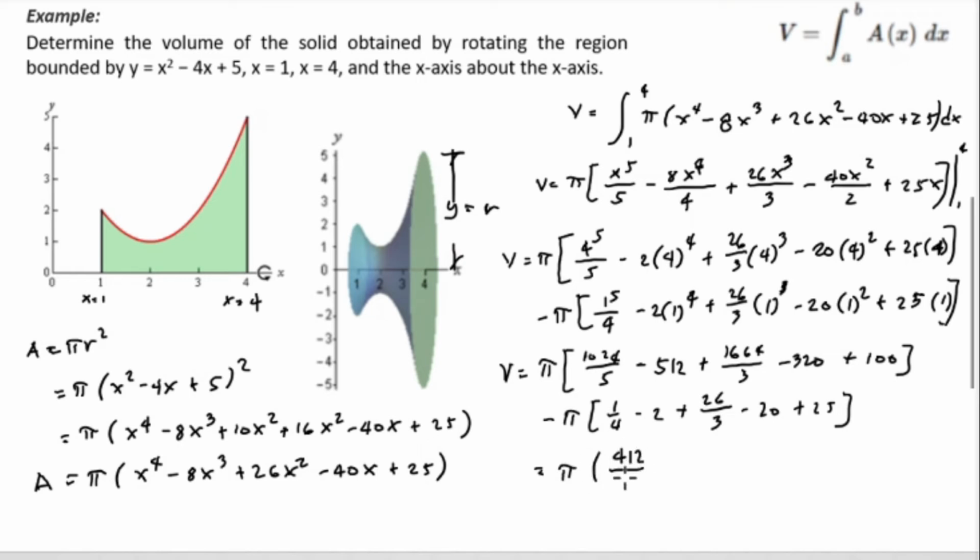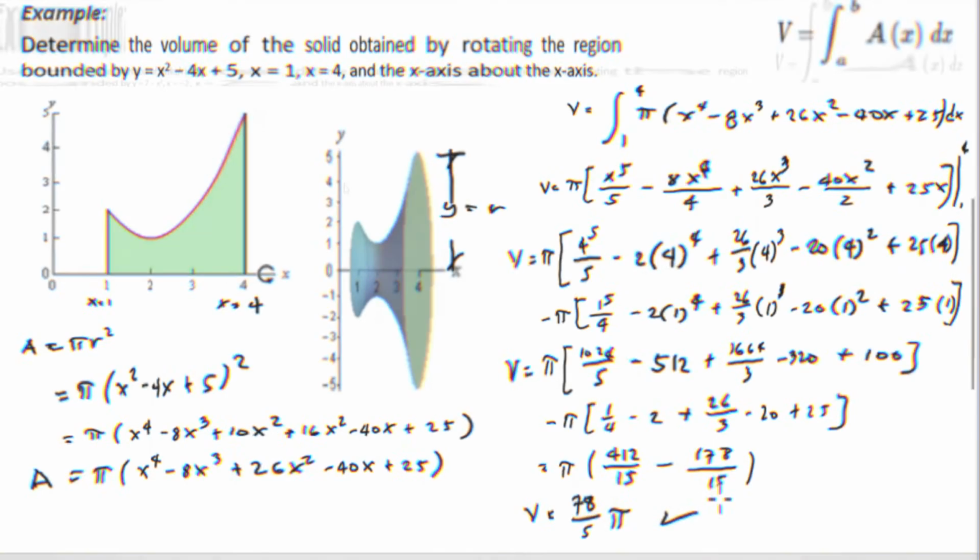412 over 15 minus 178 over 15, and the volume is equivalent to 78 over 5 pi. So this is the value for volume.